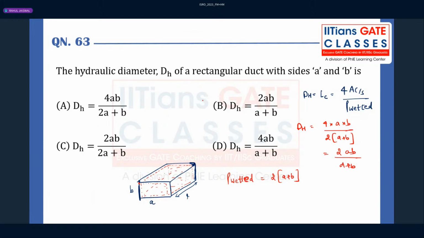So which option is correct? D will be correct. B will be correct. A very similar example they asked one more time in ISRO, but they changed the pattern of the question. The hydraulic diameter of a rectangular duct which is half filled, they have given, means the top surface is not being touched. That means it is only touching here like this.